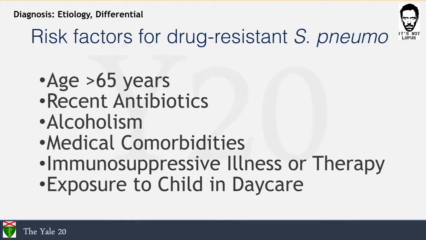So now we've established that in the cases where you do identify a bacterial organism, strep pneumo is going to be your most common. So now we have to ask the question, okay, well, if we're thinking about a typical strep pneumo bacterial pneumonia, are there certain factors that increase our concern for a more resistant organism that may not respond to our usual antibiotics? Sure. And that list is as follows: age greater than 65, recent antibiotic use, alcoholism, medical comorbidities, immunosuppressive illness or therapy, and exposure to a child in daycare.